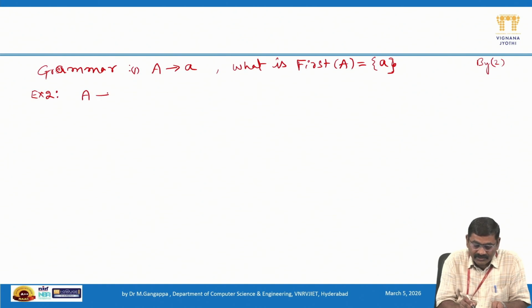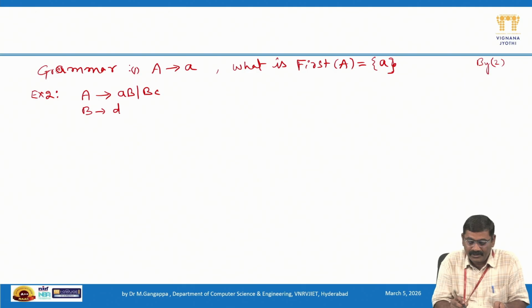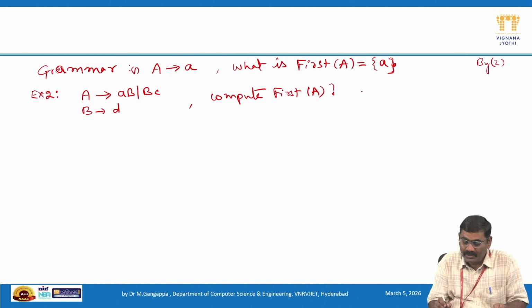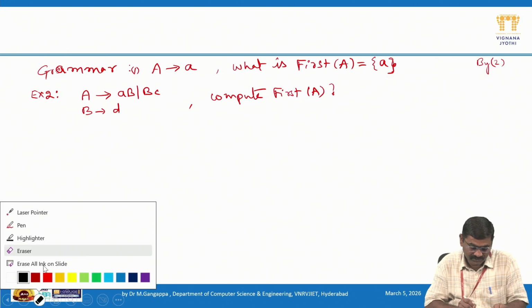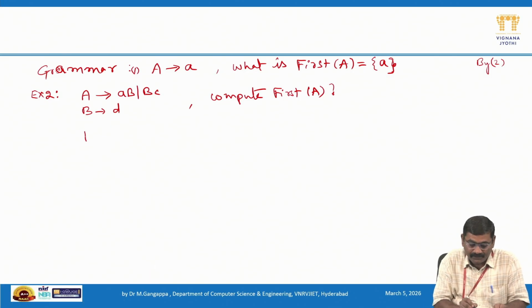Here A gives AB or BC, small c. B gives D. So this is an example. Compute first of A. How can we compute? Let us see. To compute first of A, what should we do here is, we should go to the solution.